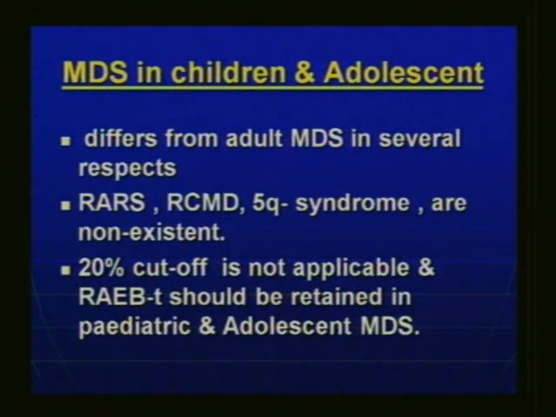In contrast, the 20% cutoff which you have applied in the diagnosis of acute leukemia and separating from the MDS category, the 20% cutoff again we are taking in the category of RAEB2, is found that in children it makes no difference, because even up to the RAEBT, which was previously there in the FAB classification, needs to be retained when you are classifying the MDS in the pediatric and the adolescent subgroup.